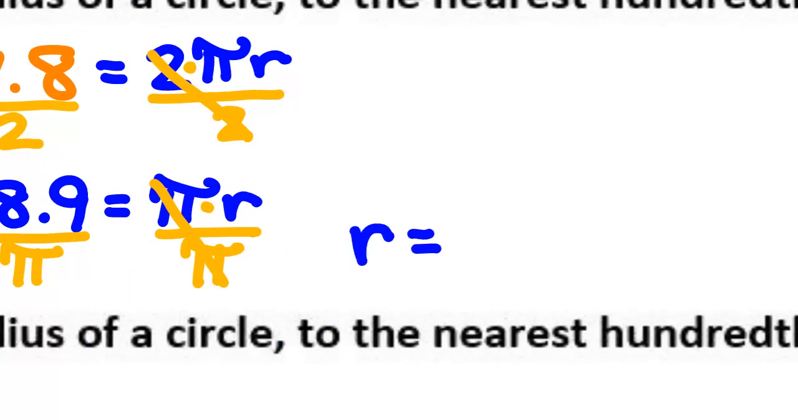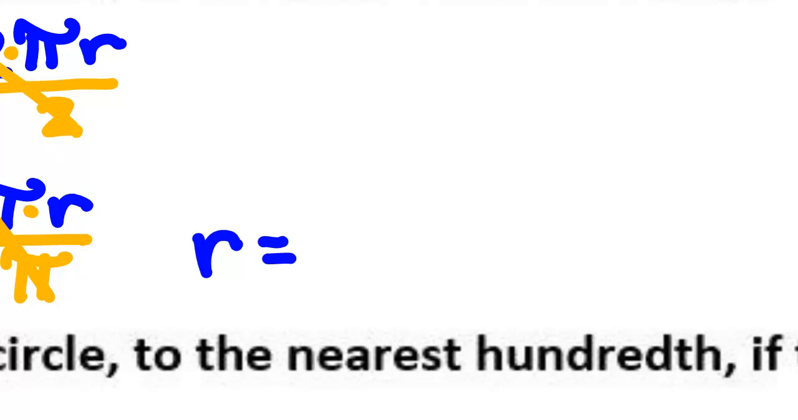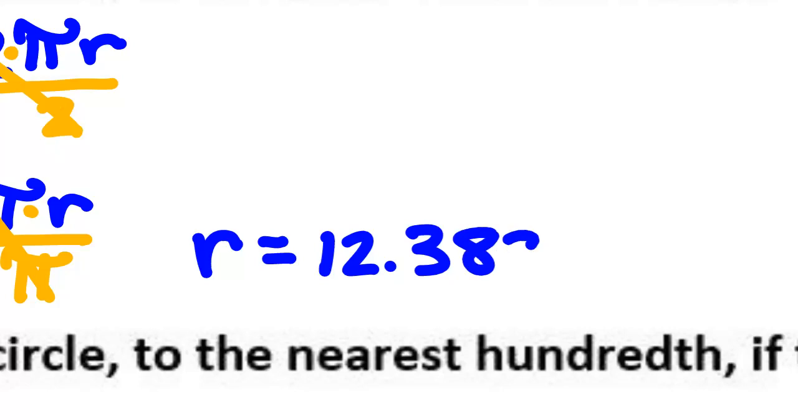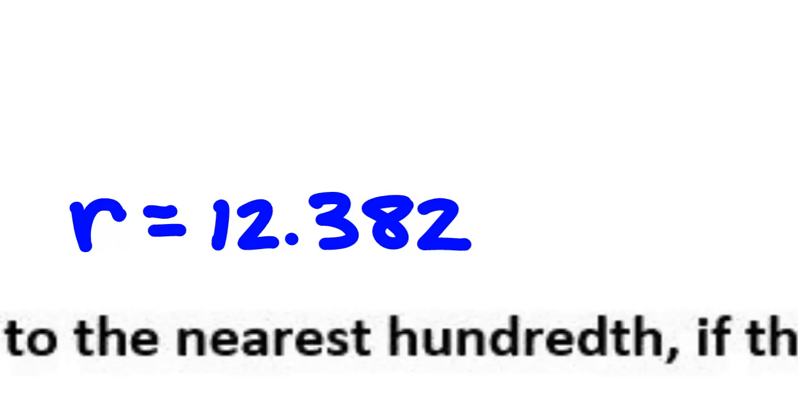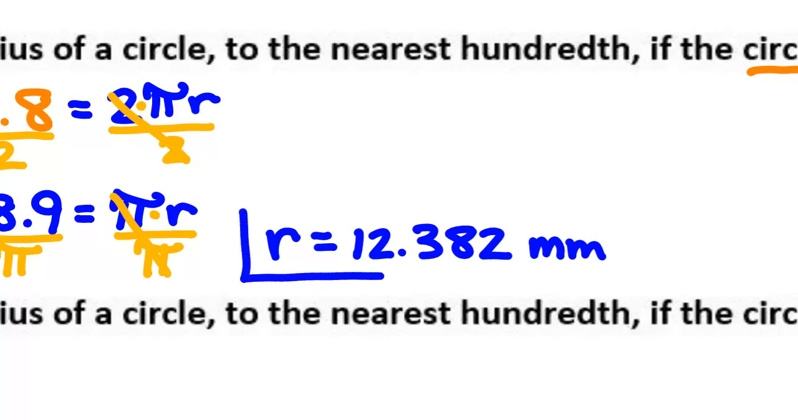What is 38.9 divided by pi? 12.382. Do we need units with that? Millimeters. So 12.382 millimeters, that's my radius.